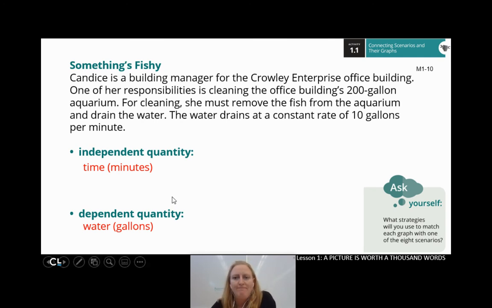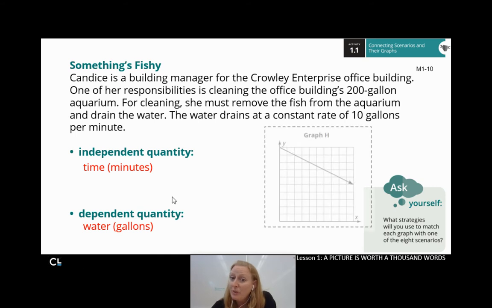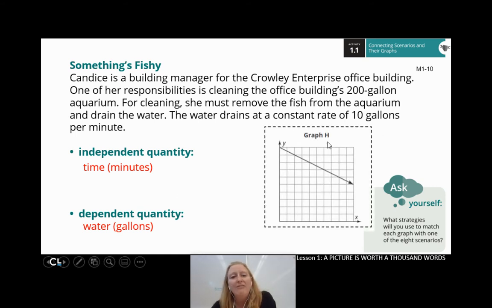There you go. The graph that went with this, graph H. So we start high and then it's just constantly draining. And there you go. Ooh, that means I need to label my x-axis and y-axis. So I'm going to label my x-axis as time in minutes. I'm going to label my y-axis as water in gallons.